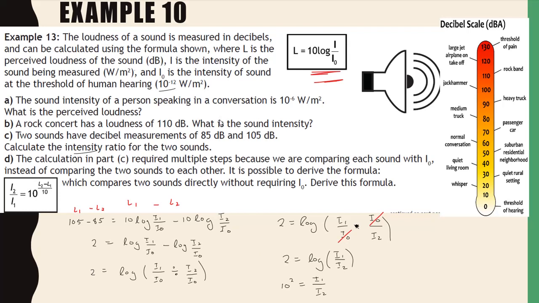All right, our last part of the question says that part C required multiple steps because we were comparing each sound with I0. Instead of comparing the two sounds to each other, it is possible to derive the formula. So we have this formula here, which compares two sounds directly without requiring I0. Derive this formula. We actually did a lot of the work already to make the formula. So rather than redo all of this work again, I'm actually going to just change a couple little steps.